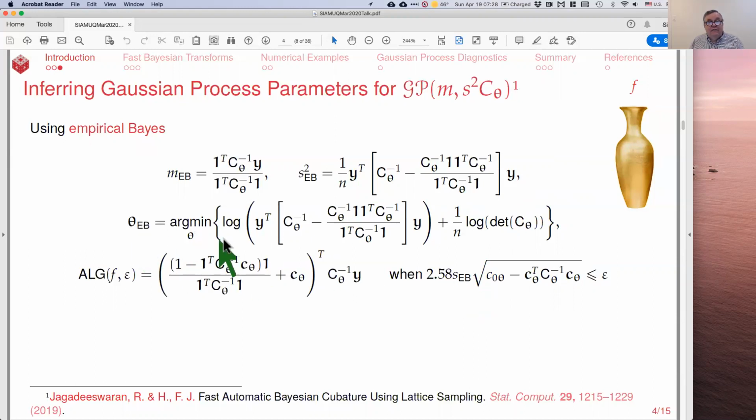Theta involves an optimization, which will also depend on the function value data. And we see now that we're going to need to compute determinants as well. Finally, this is our answer once we have our credible interval small enough. And it depends on y as well. Okay.